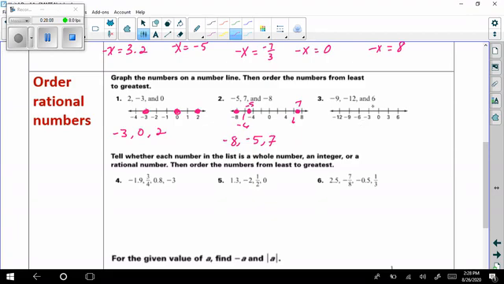My number 9, I'm going to plot my dots. I've got negative 9 here, negative 12 here, and positive 6 here. So in order, it's going to be negative 12, negative 9, and then positive 6.